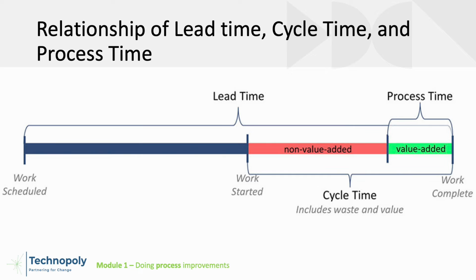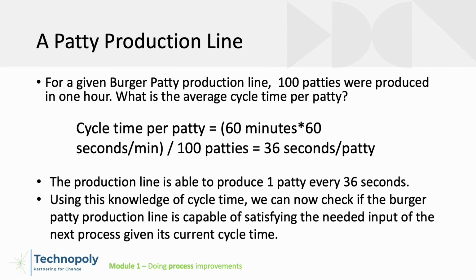Assuming that you're only working on one item at a time, we can compare lead time, cycle time, and process time using the diagram here. Lead time refers to the total time it takes to truly complete the work, while process time oftentimes is referred to as the value-added portion of the work, and cycle time includes some other activities that may not necessarily be value-adding. Let us have an example.